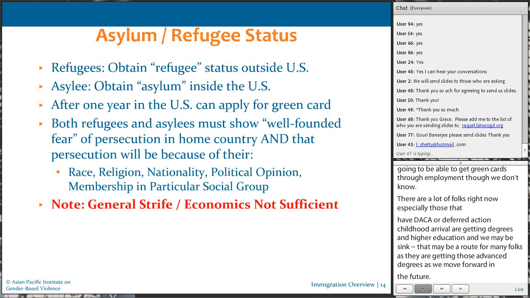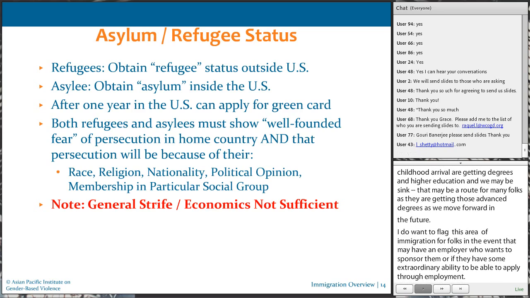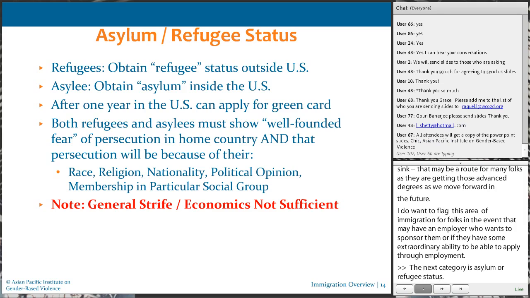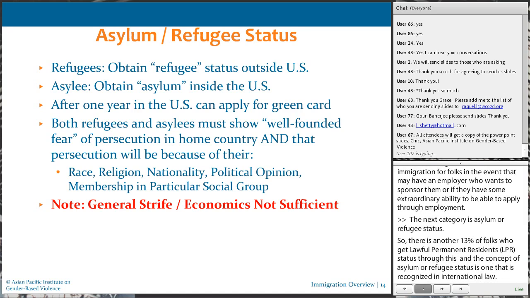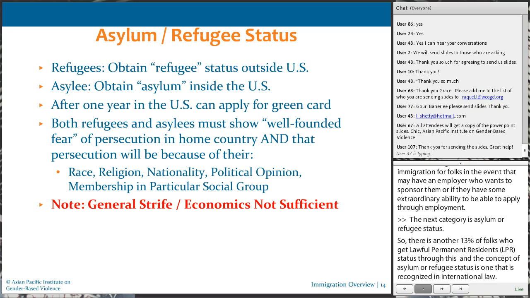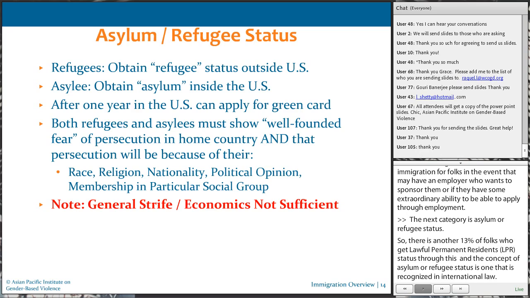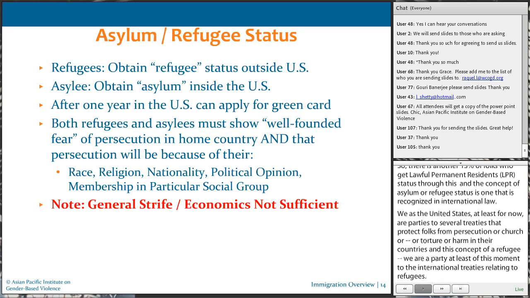The next category is asylum or refugee status, and there's another 13% of folks who get LPR status through this. This concept of asylum or refugee status is one that's recognized in international law. We, as the United States, at least for now, are parties to several treaties that protect folks from persecution or torture or harm in their countries. So this concept of a refugee, we are a party, at least as of this moment, to the international treaties relating to refugees. And so we are obligated to provide protection to refugees who enter our country.